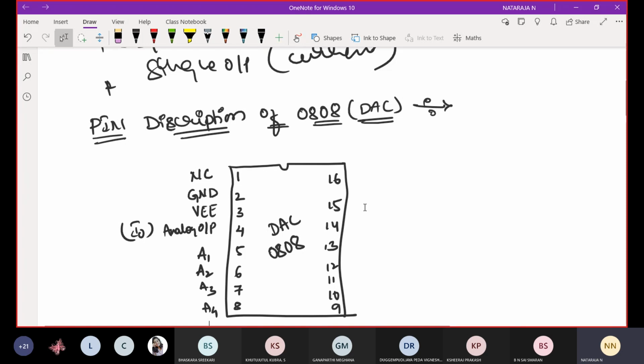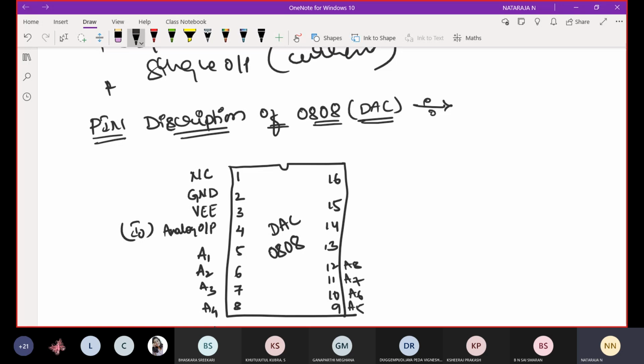Okay, we'll continue. Pin number 5, 6, 7, 8 are data A1, A2, A3, A4, and pin number 9 onwards will be A5, A6, A7, A8. These are the digital data we are going to give to this IC. If it is output, we are going to get it in terms of current. This converts digital data, that is 8-bit data. We give it from A1 to A8, or else if you want you can take A0 to A7 also.